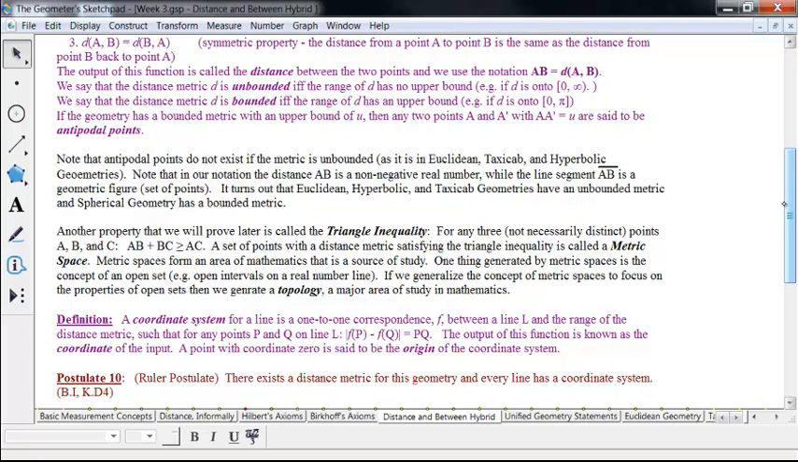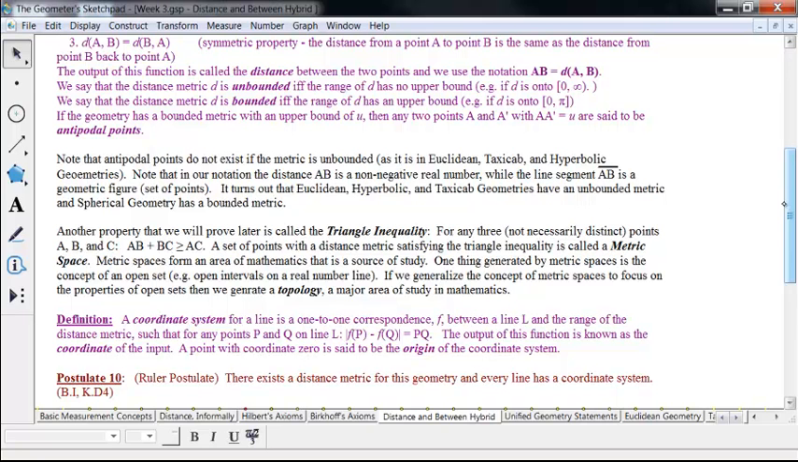Now we're going to define a coordinate system for a line to be a one-to-one correspondence F between a line L and the range of the distance metric, such that for any points P and Q on line L, the absolute value of F of P minus F of Q equals the distance from P to Q. The output of this function is known as the coordinate of the input. A point with coordinate 0 is said to be the origin of the coordinate system. So what we're doing is taking points on a line and assigning them numbers in a one-to-one way, and it's one-to-one and onto the range of this distance metric.